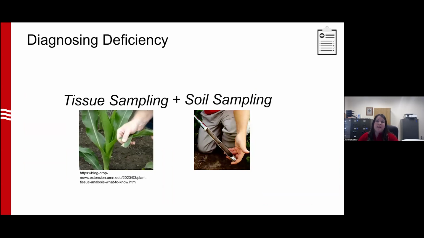One of the best ways to diagnose a suspected nutrient deficiency is to take a plant tissue sample and corresponding soil samples. Hopefully, you were able to join us last week for the crop staging, stand counts, and soil and tissue sampling webinar to get the details on these processes. If not, the recording will be available on our foundational crop scouting training website soon for you to get more information.